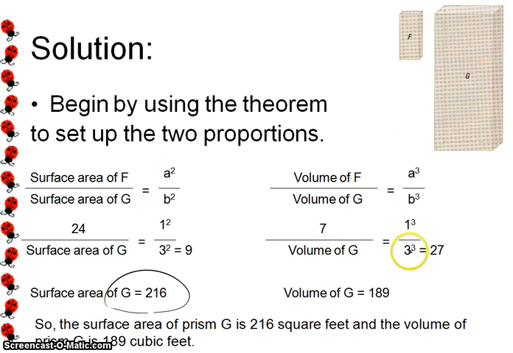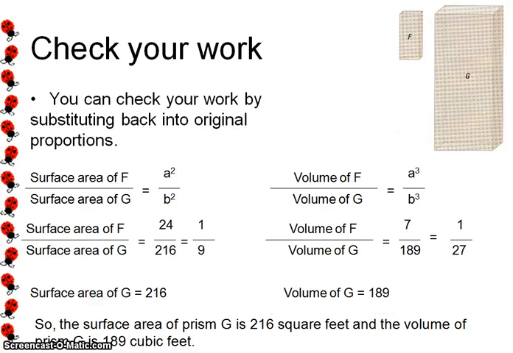And for volume, that same 1 to 3 ratio, which in this case gives me a 1 to 27 when I cube it, and I do 7 times 27, and I would get the volume of G to be 189. So the surface area of prism G is 216 square feet, and the volume is 189 cubic feet. So it's easy to use those ratios to find that information. I could also easily check my work if I go back in and substitute in what I found. I substitute in the 216 and substitute in the 189. I better get these ratios, and I did.